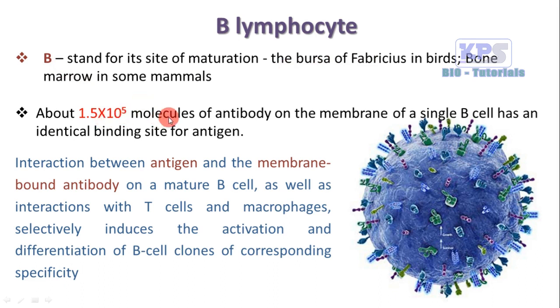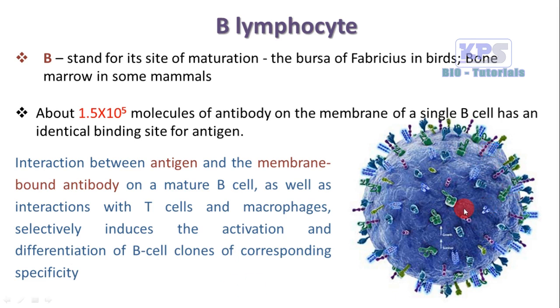About 1.5 times 10 raised to 5 molecules of antibodies are seen on the membrane of a single B cell. And all these antibodies have an identical binding site for an antigen. On the surface of the B cell, you can see numerous surface molecules. Among these surface molecules, the majority of them are antibodies. They are called membrane-bound antibodies. About 1.5 times 10 raised to 5 antibodies will be seen on the surface of B cells.